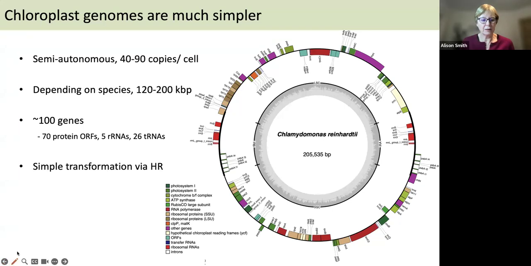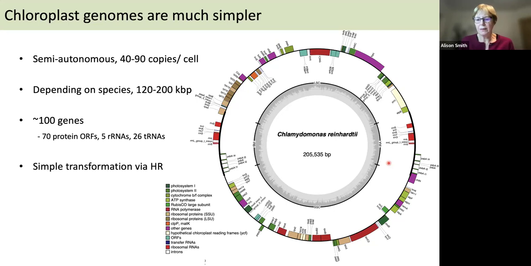So, sorry, I should get my laser pointer. So in this inverted repeat here, you can see this region here is duplicated on the other side, but in opposite orientation. And the reason for choosing the chloroplast genome is because it's so much simpler.